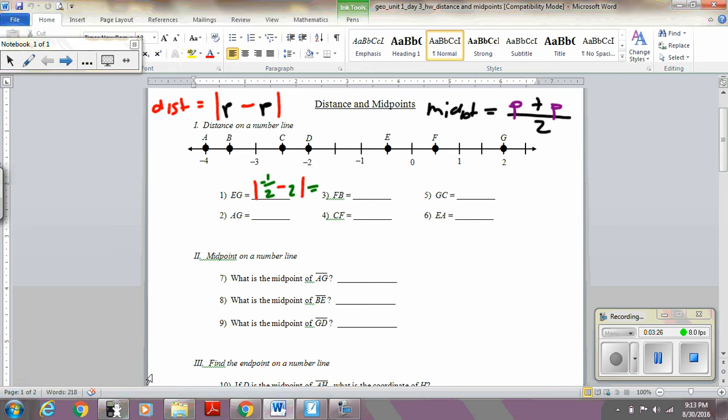So again, please show the formula every time. And always remember, distance will be negative. I'm so sorry. Distance will never be negative.